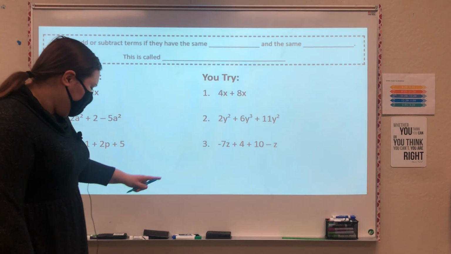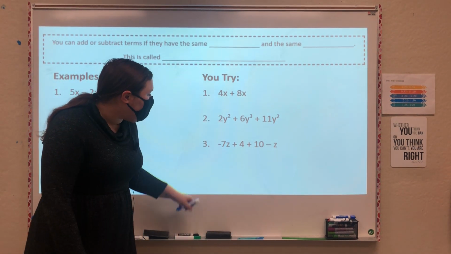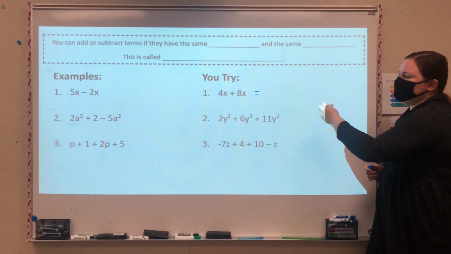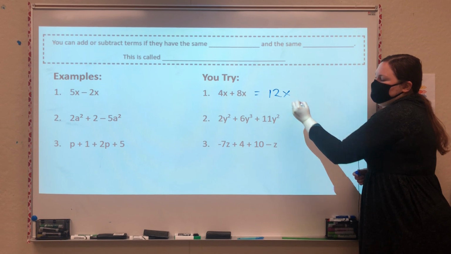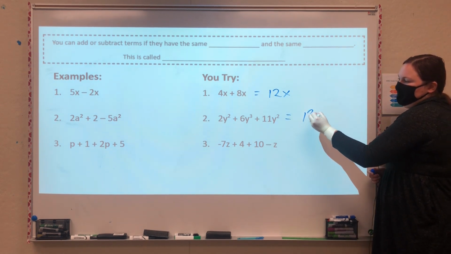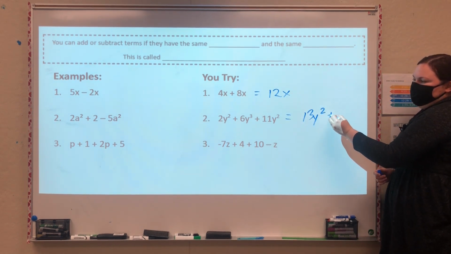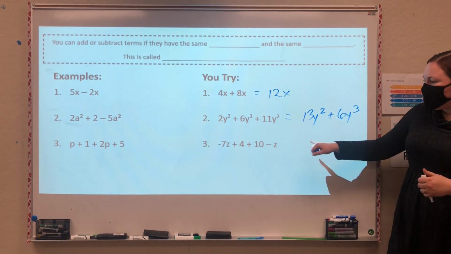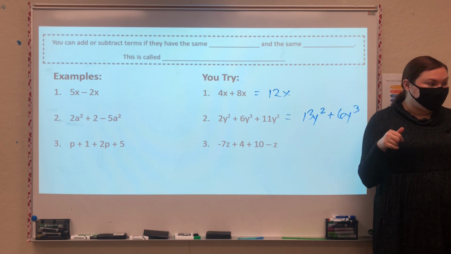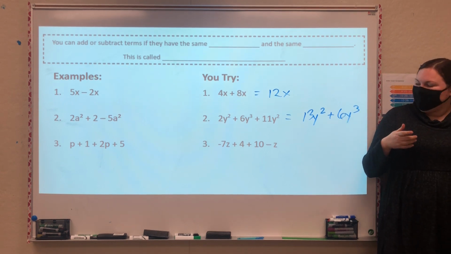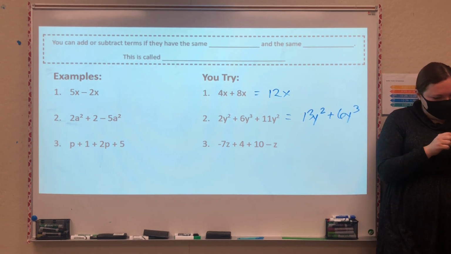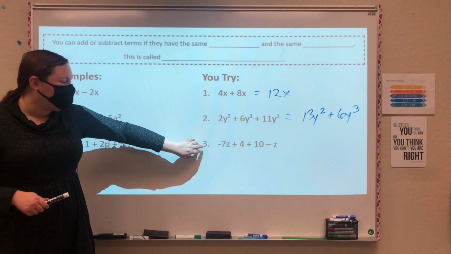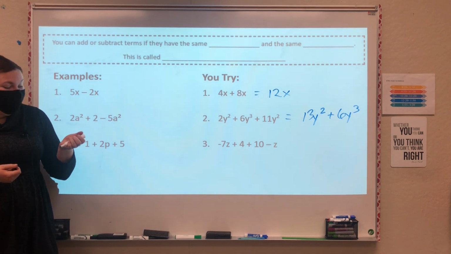Okay. It looks like we've got number 1 and number 2 perfect. Let me write them down real quick. Number 1 was 12x. Number 2 was 13y squared plus 9 and 6y cubed. Nice. Yep, cubed. Number 3, what I see you all doing is combining the right stuff. It looks like we're not liking the negative numbers. So let's start first. For number 3, what's one thing we can combine?